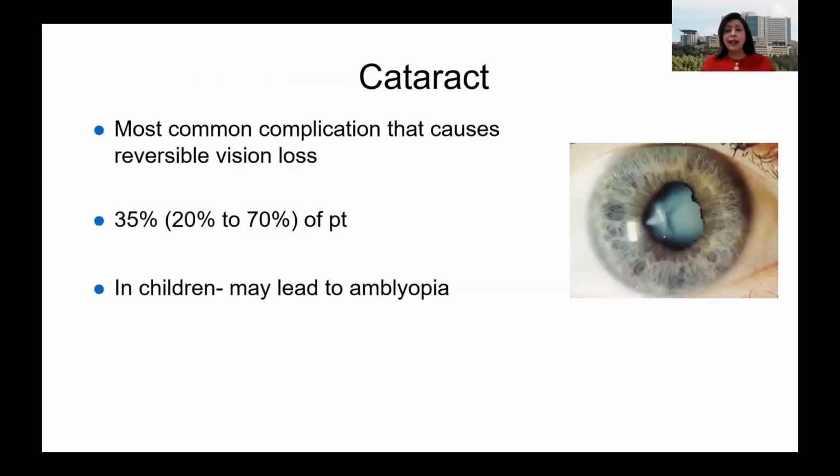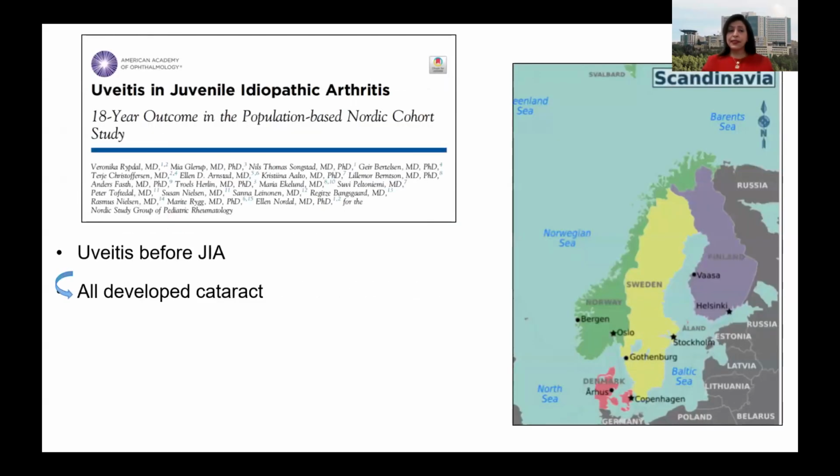So regarding cataract, it is the most common complication that causes reversible visual loss. It is encountered in about a third of the patients, and we know that in children, it may lead to amblyopia. In this study that discussed the 18-year outcome in the population-based Nordic cohort study, all the eyes that had uveitis before JIA developed cataract.